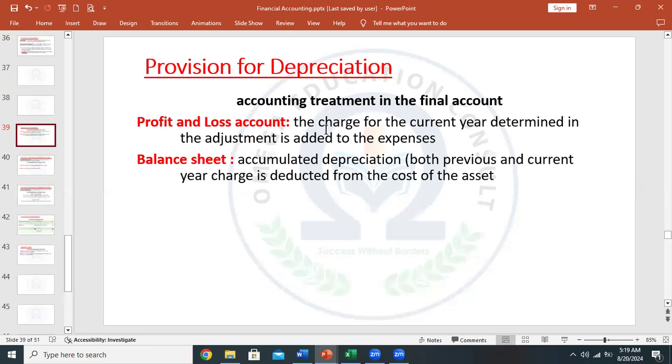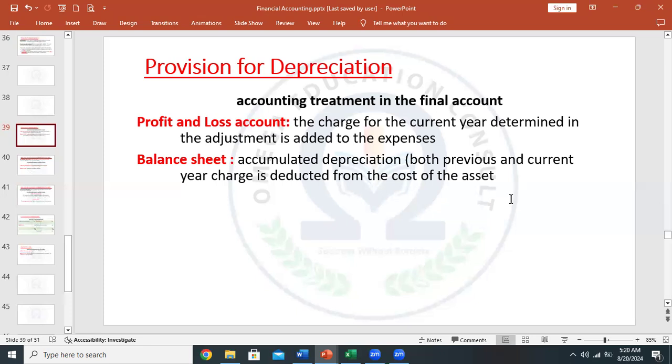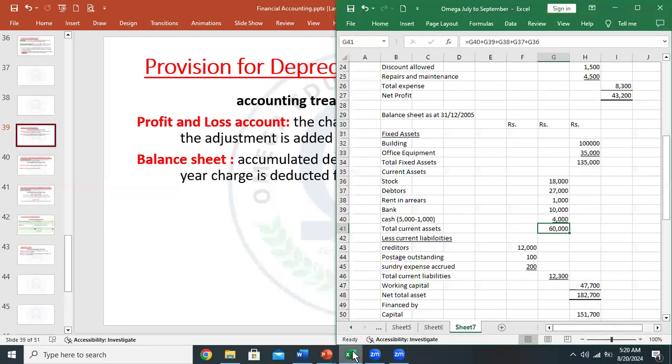Now in the balance sheet, you remember when you are presenting your fixed assets, you show the cost, depreciation, and net book value. So in the balance sheet, the accumulated depreciation, both previous and current year, is deducted from the cost of the asset. I think it will make a lot of sense when we look at illustrations. So let me design an illustration here.